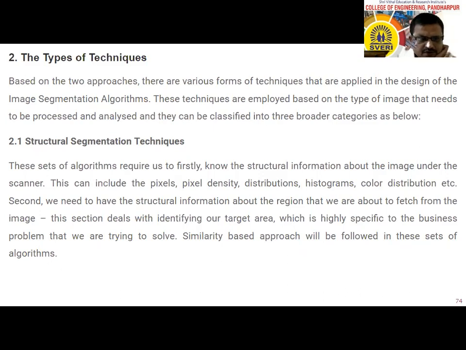These sets of algorithms require us to firstly know the structural information about the image under the scanner. These can include the pixels, pixel density, distributions, histograms, color distribution, etc. Second, we need to have the structural information about the region that we are about to fetch from the image. This section deals with identifying our target area, which is highly specific to the business problems that we are trying to solve. A similarity based approach will be followed in these sets of algorithms.